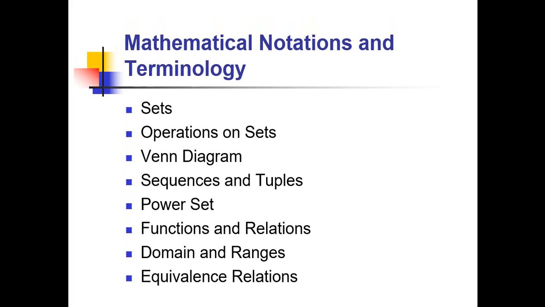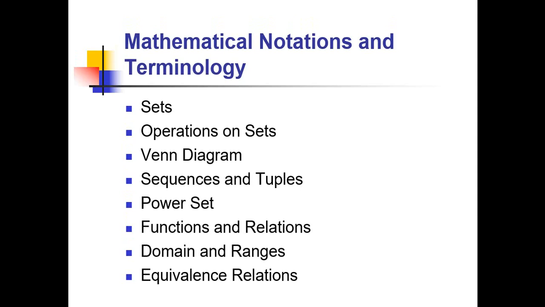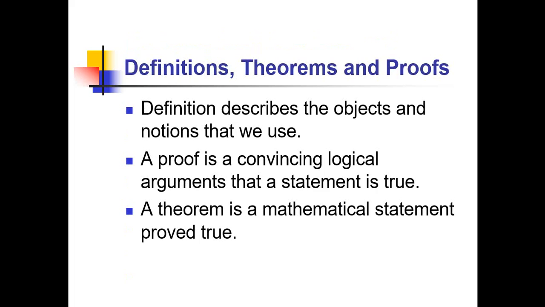Some mathematical notation and terminologies are given here, like a set, operational set, Venn diagram, etc. The definition, theorem, and proof, what they mean, is given here. Definition describes the objects. Proof conveys the logical argument, and the theorem is a mathematical statement proven by proof.